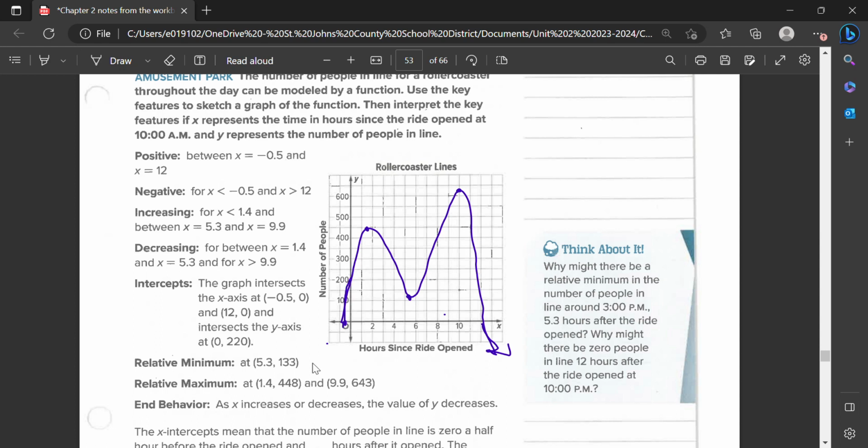Relative maximums are 1.4 all the way up to about 448. So that's right around here. And then we went to 9.9, so almost 10, all the way up to 643. So we almost do like 2 mountains, 2 hills. We got the first hill, second hill.